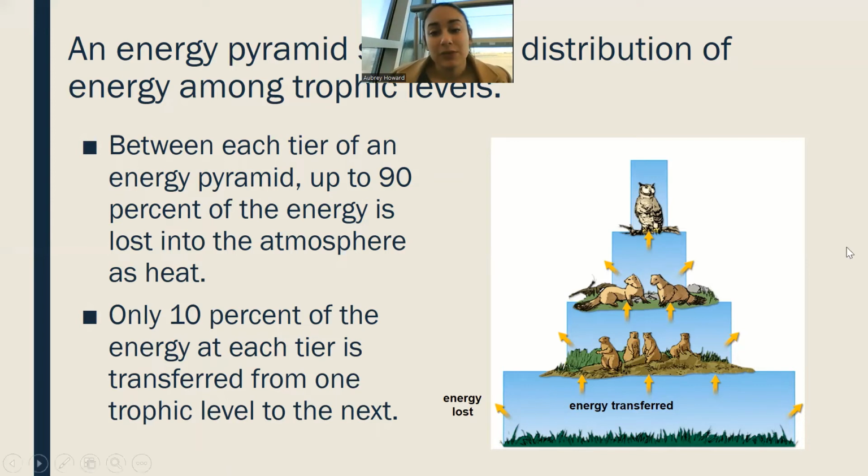So that's the 10% rule. Again, that applies to energy from one trophic level to another trophic level, but also from one organism to the next in a food chain.